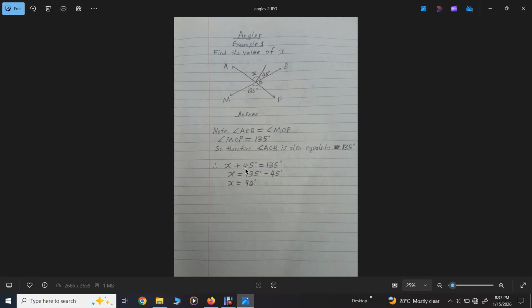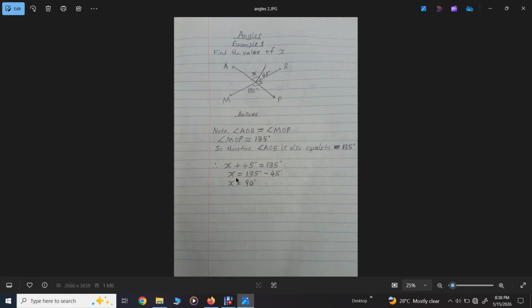Now, to move a term over an equal sign, its sign changes. Whenever you move a term over an equal sign, its sign changes. So if its sign is positive, it changes to negative, and if its sign is negative, it changes to positive. So therefore, we're going to move this term over this equal sign, and it will change to negative.